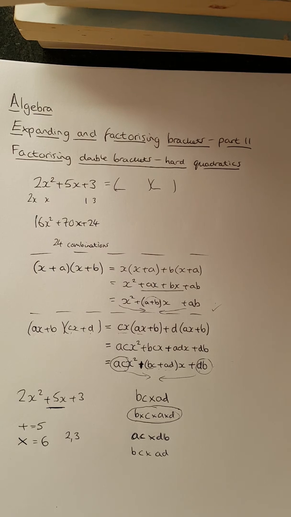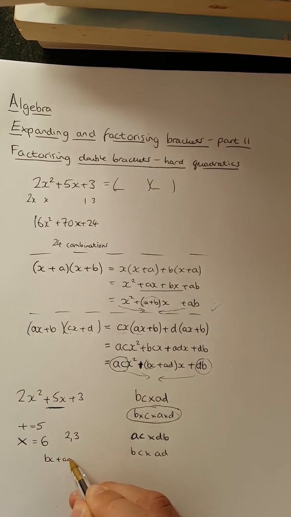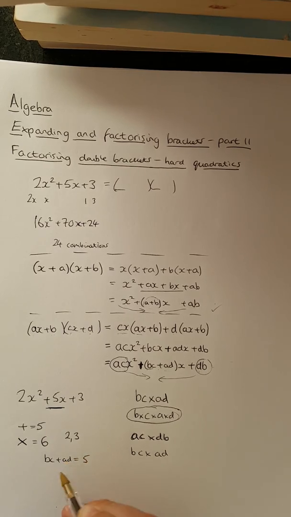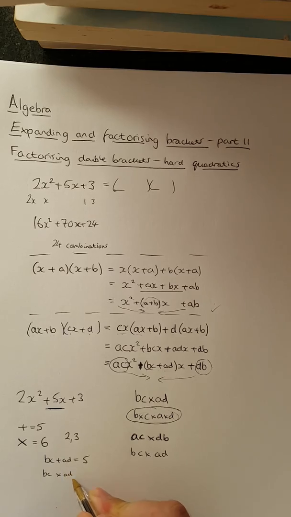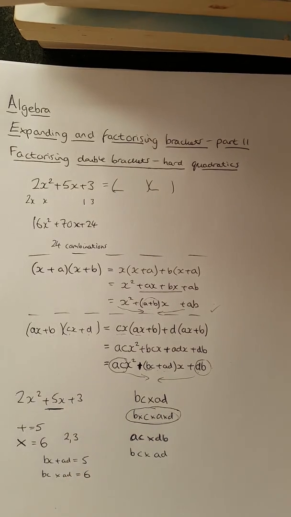But how does that help us right now? Well, it means that the top one means that BC plus AD makes 5. And the bottom one says that BC times AD makes 6. How can we use that to put this into brackets?